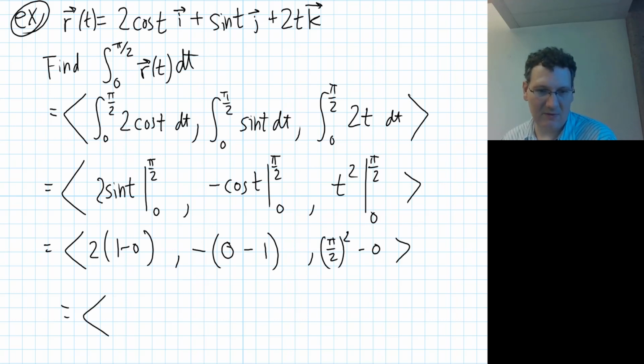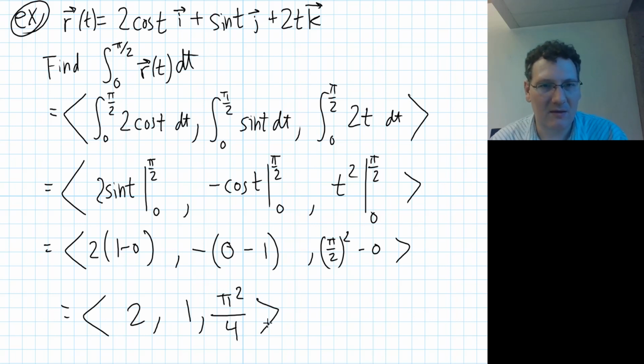Okay, so let's just finally write everything out. 2 times 1 is 2, negative 1 is negative 1, and then we have pi squared over 4. That is my definite integral of this vector function. So you can see it's really just you take the integral of each of the three components separately and independently of each other, and then you just put them together in one function. So what we're doing here is nothing but single variable calculus, but we just do it 3 times.